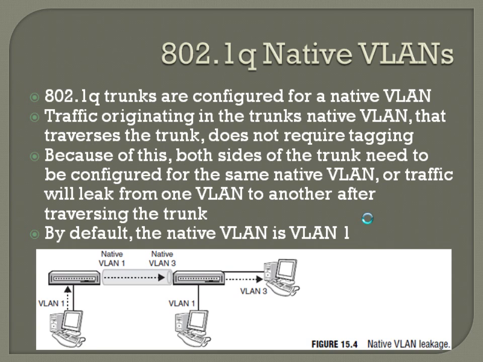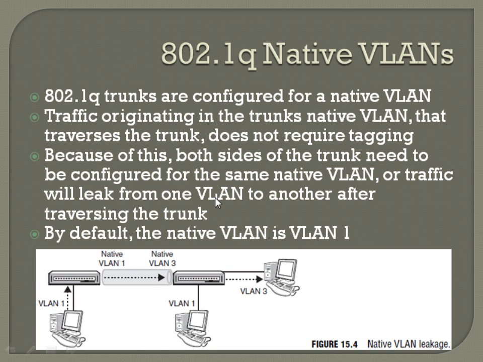In that case, since it's from the native VLAN, anything that traverses it is not going to add the 4-byte header. It's not going to have to recalculate CRC. It's basically just going to send it directly across from one end to the other. Because of this, though, both sides of the trunk need to be configured for the same native VLAN, or traffic will leak from one VLAN into another after traversing the trunk.